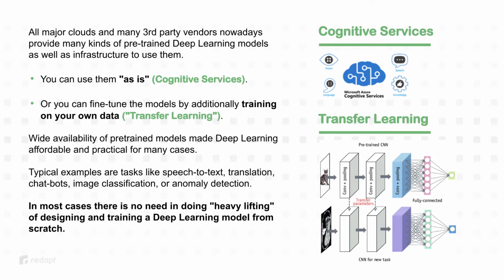Also, many models are provided as part of so-called cognitive services, where they're already trained, and you're getting API access, so you can just, for example, send an audio file and receive back the transcription into text. So you don't even have to train anything. You just use the models which are already trained and ready to go. So very rarely you actually need to do heavy lifting and train models from scratch.